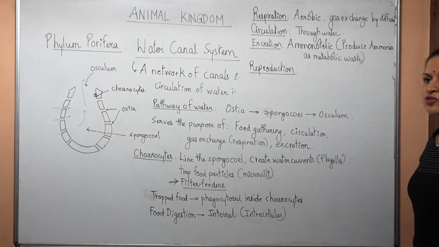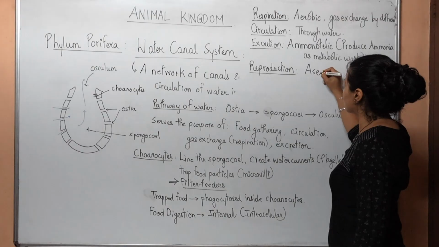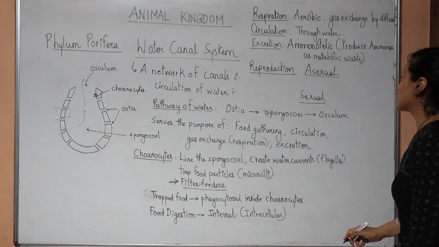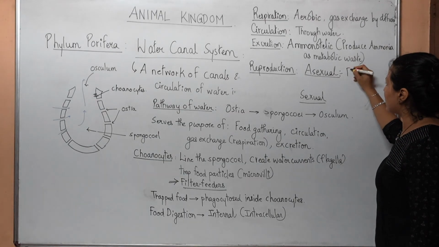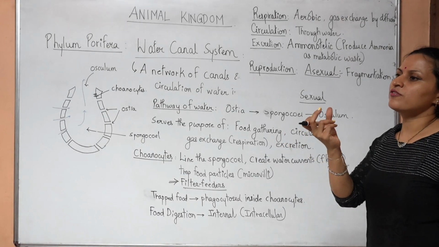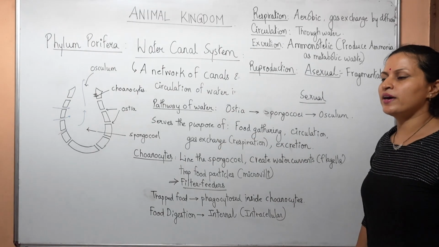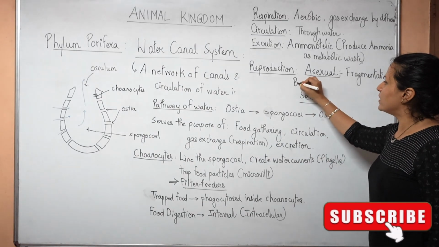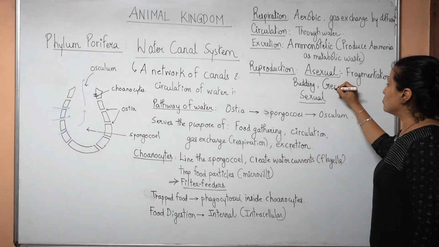Let's talk about reproduction. Reproduction in sponges can be both asexual as well as sexual reproduction via production of gametes. In asexual reproduction, they can develop by the process of fragmentation. A small piece of the sponge, if it breaks by accident and falls off elsewhere, can regenerate into a new sponge.